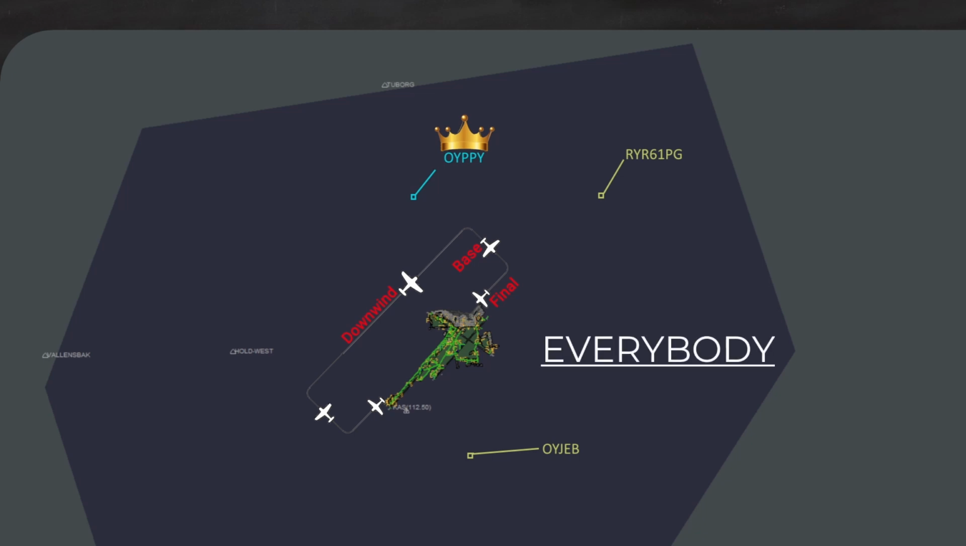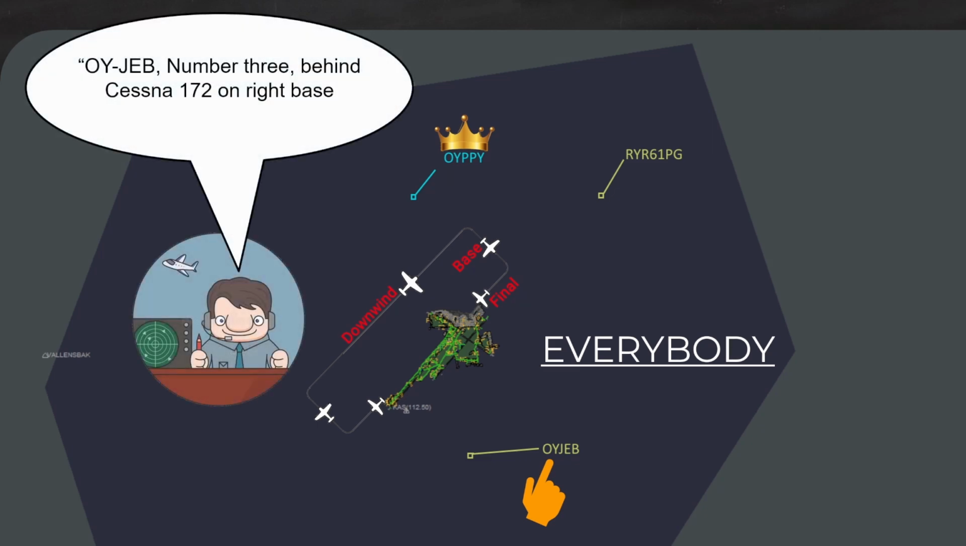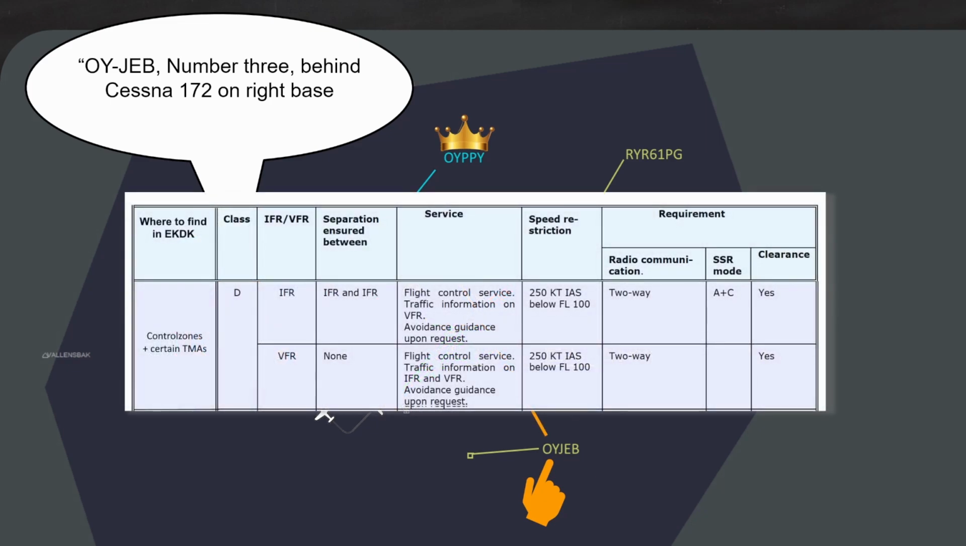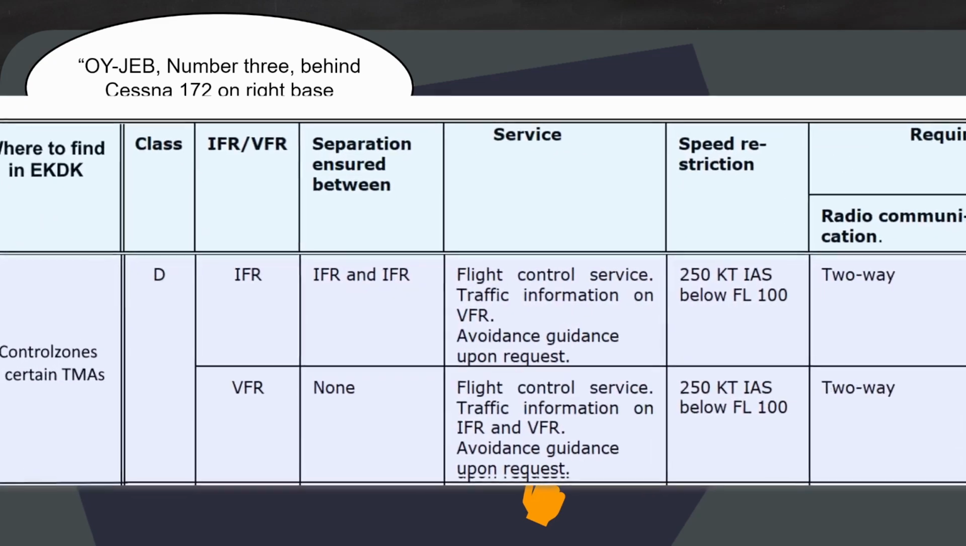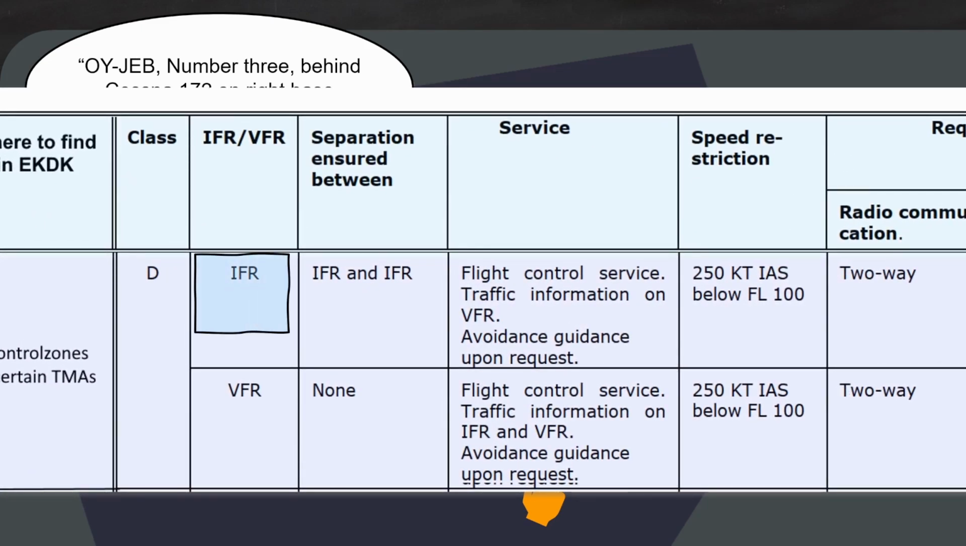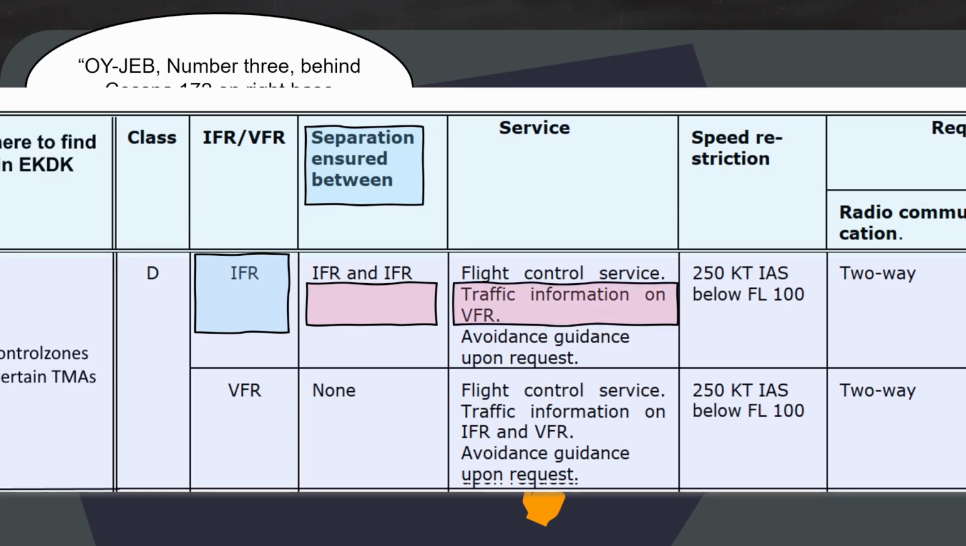That means telling the guy who's clearly behind Papa Yankee as well: Oscar Yankee Juliet Bravo, number 3 behind a Cessna 172 on right base. Now he knows what to look for. And wait a second, it doesn't even stop there, because look at this table again. Under IFR and separation ensured between, what does it say there? That's right, nothing. They are not separated from VFR planes either. It just says traffic information on VFR.